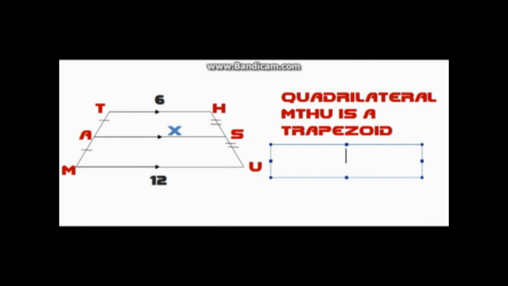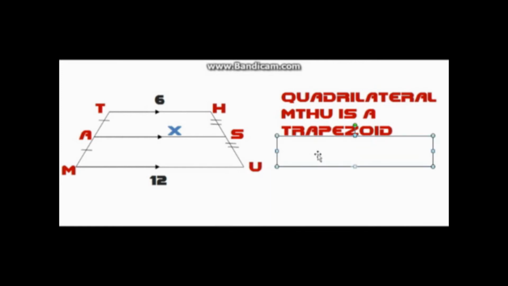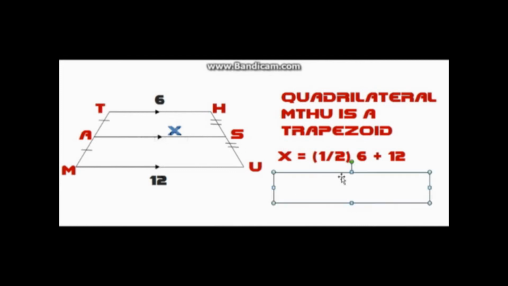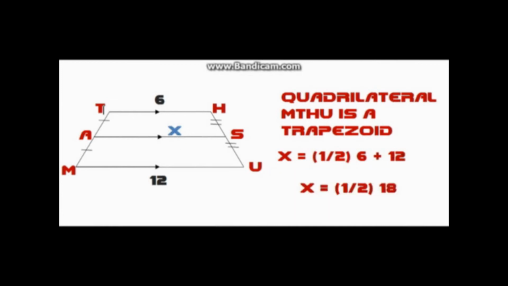And we can solve for x, which we'd set up like this, because it is half of the sum of the two bases, the middle section here. So it's going to be half of 18, which is 9.